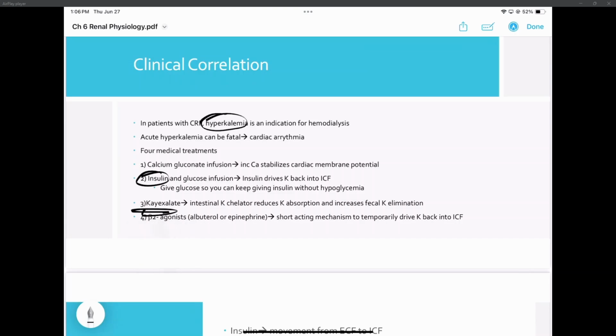Kayexalate is a chelator. Chelators attach to ions, and they come out of solution, and then you get rid of them. So that's one way we can do it, and Kayexalate increases fecal potassium elimination. Things we can do to get rid of that excess potassium. Beta-2 agonists can also cause potassium to be shifted, and it'll drive it back into the intracellular fluid. So these are some chemical ways, with drugs, we can get rid of your potassium.